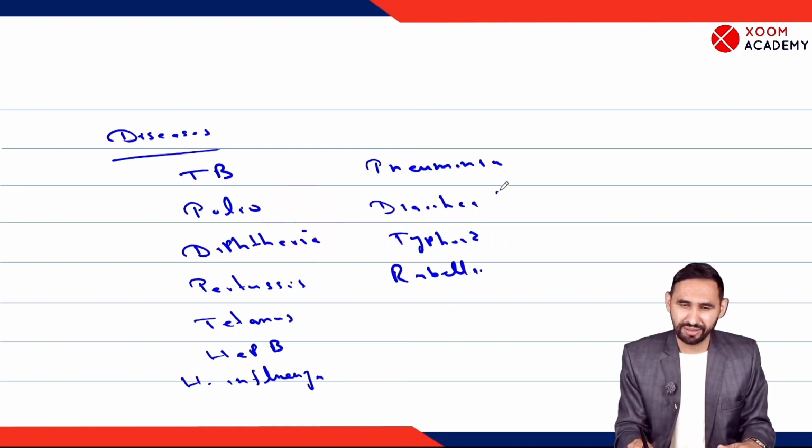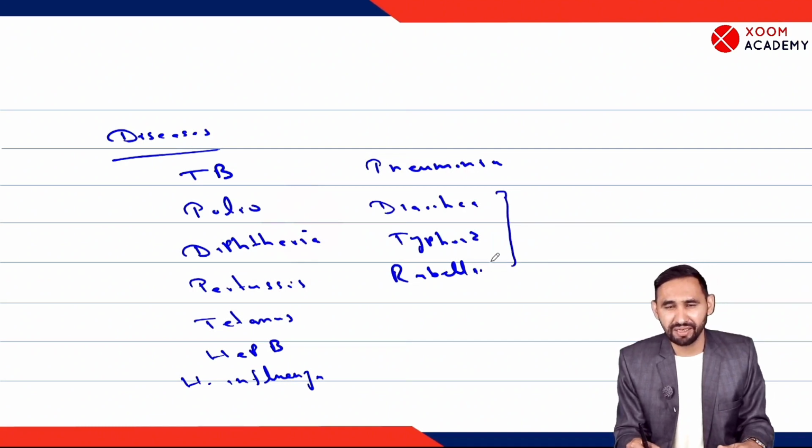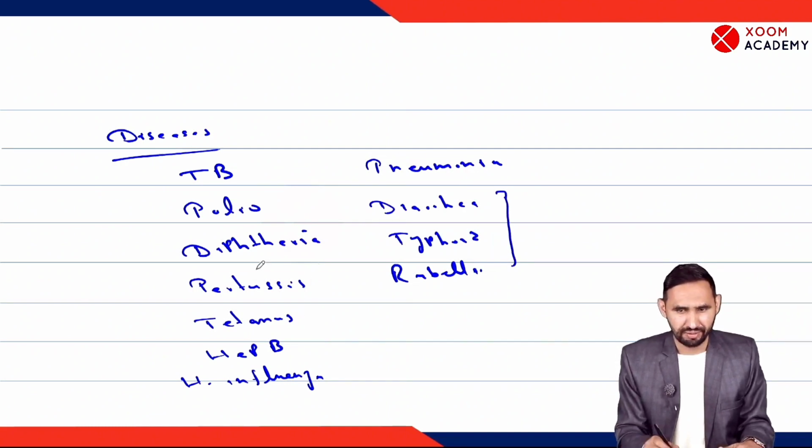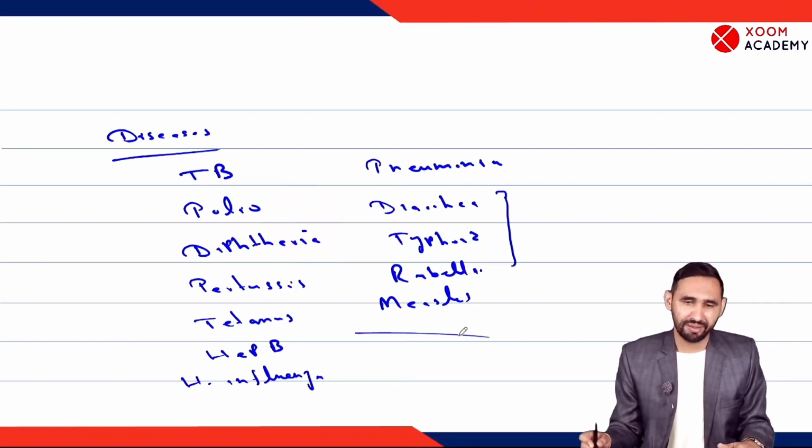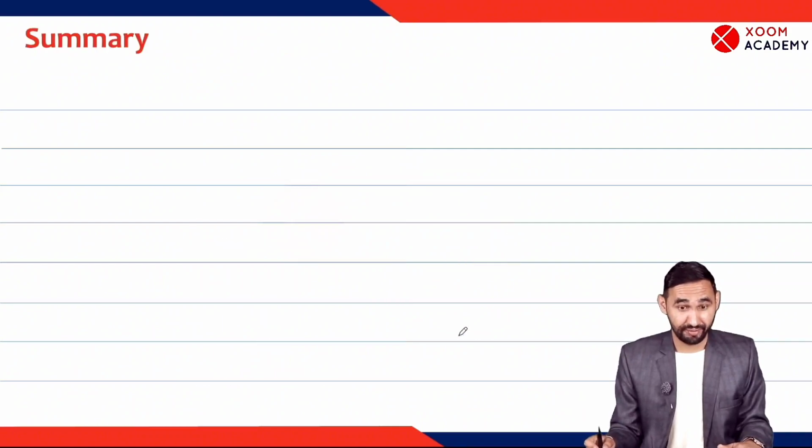What are new additions? Rotavirus vaccine, typhoid vaccine, and rubella vaccine are new additions. It also provides protection against measles. So these are the 12 diseases. Schedule is still expanding. You must remember that EPI provides protection against 12 diseases.